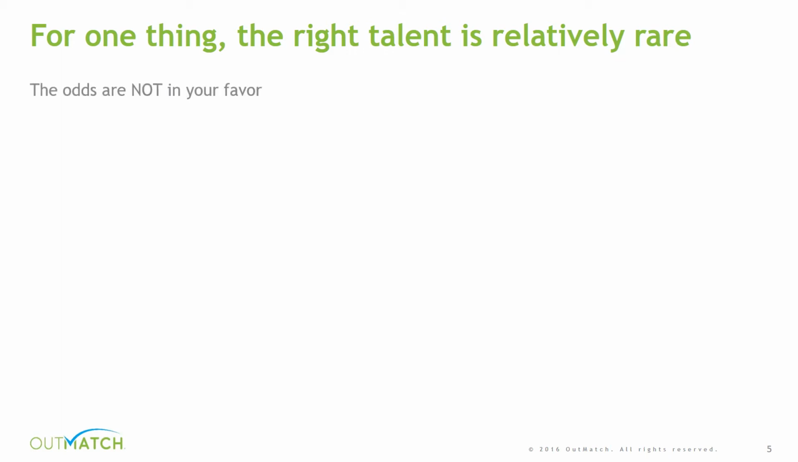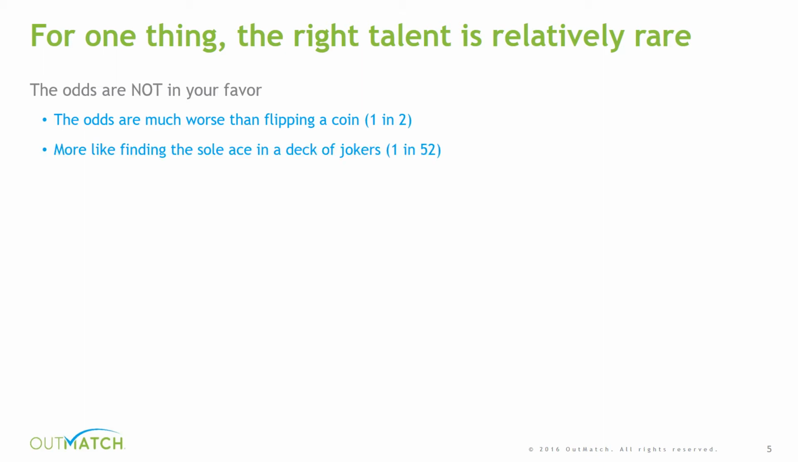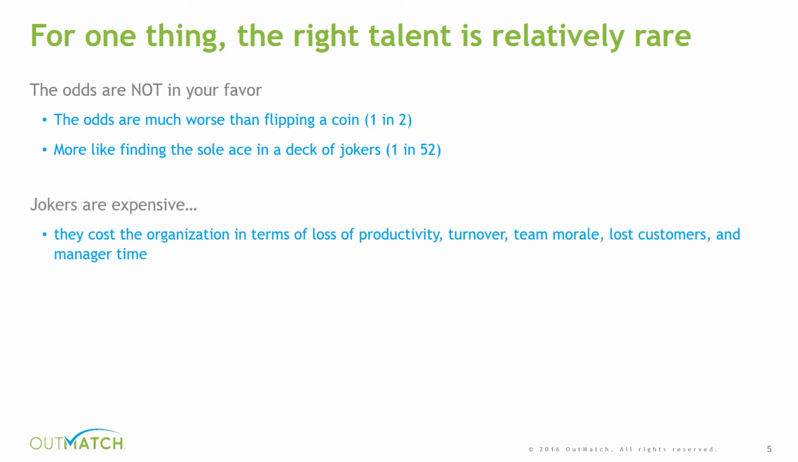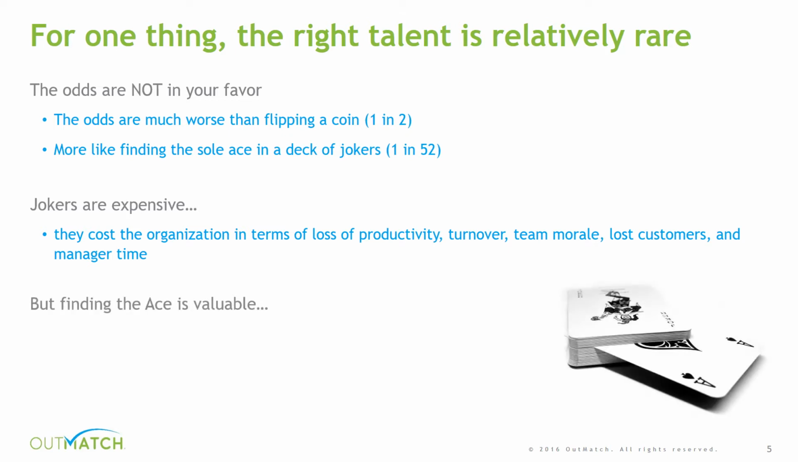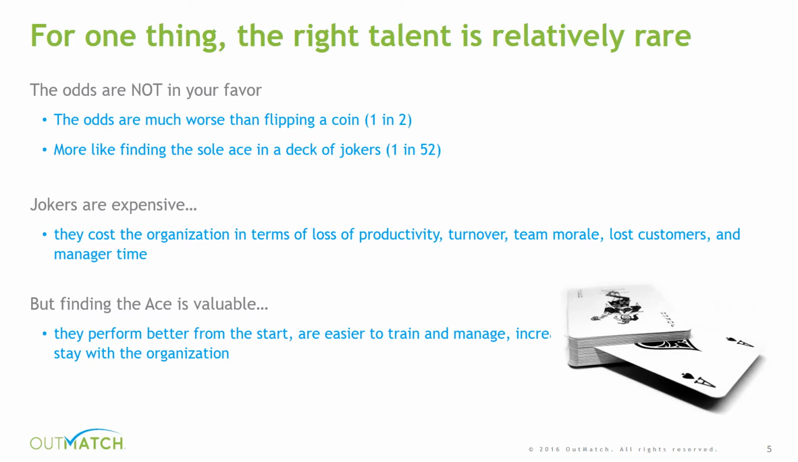Well, for one thing, the right talent is relatively rare. First of all, the odds are not in your favor. The odds of finding the right talent are much worse than flipping a coin. And it's really more like finding the sole ace in a deck of jokers. And let's not forget those jokers are expensive. They cost the organization in terms of loss of productivity, turnover, team morale, lost customers, and manager time spent training. But when you do, finding the ace is so valuable. They perform better from the start, are easier to train and manage, increase customer satisfaction, and stay with the organization. By adding assessments to your process, our goal is to help you find that ace more often.